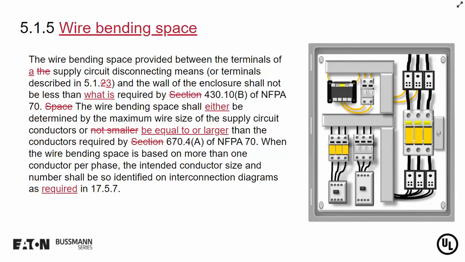So with that, I'm going to let John handle the more difficult parts of Chapter 5. And the first one he'll be discussing is the wire bending space requirements in 5.1.5. John, I'll pass it back to you.